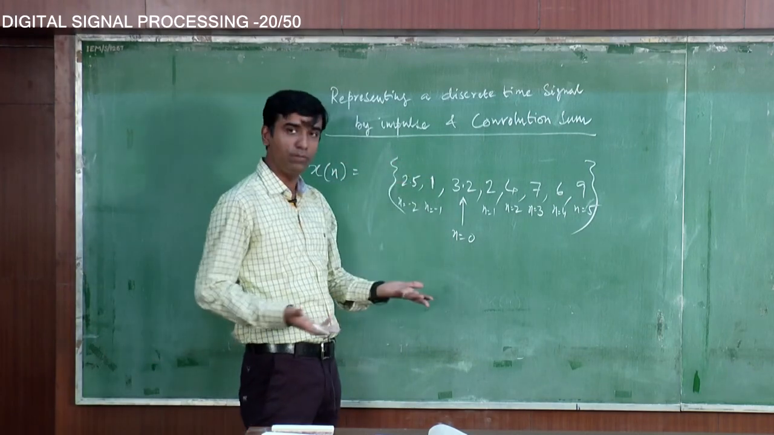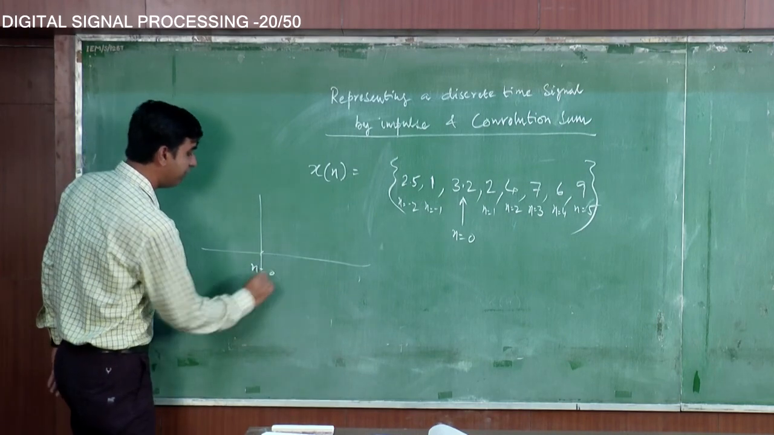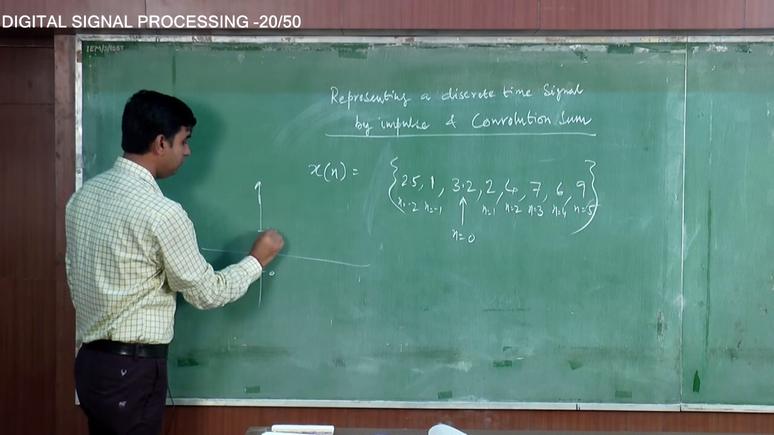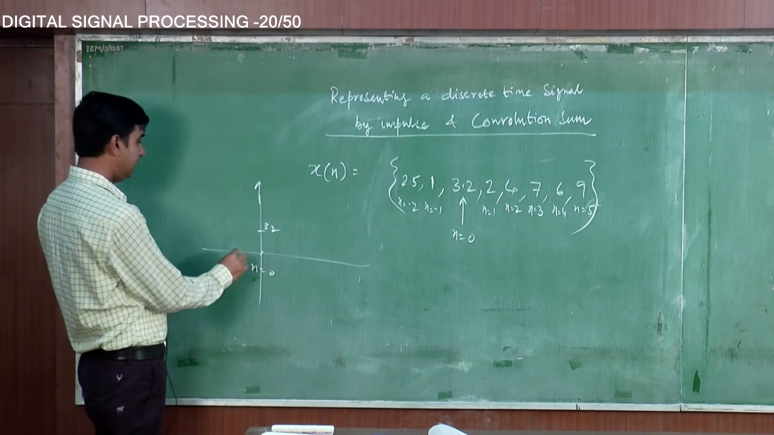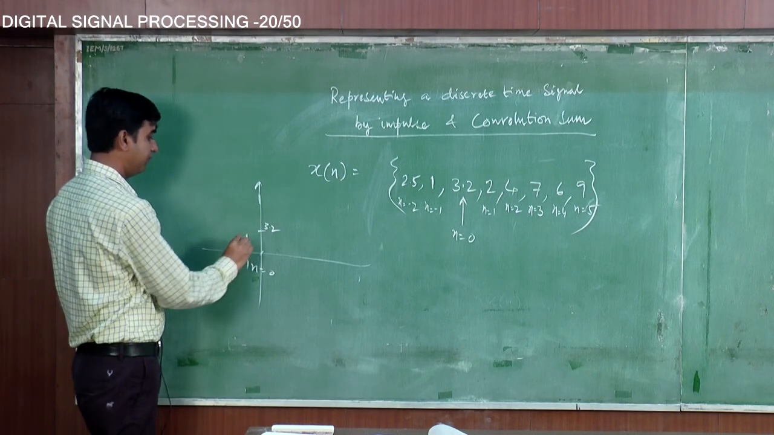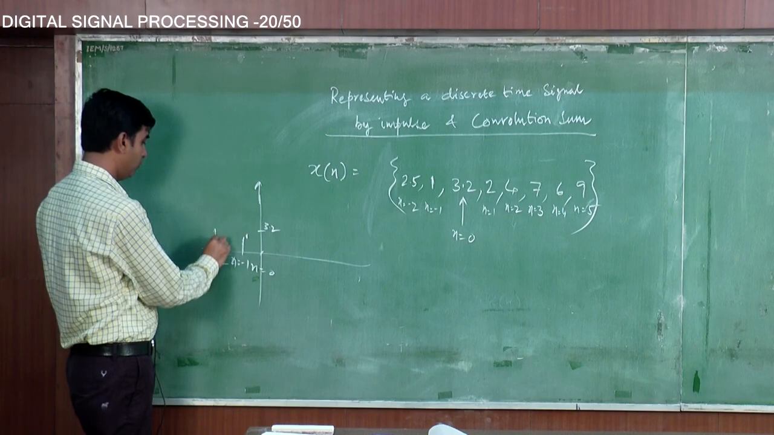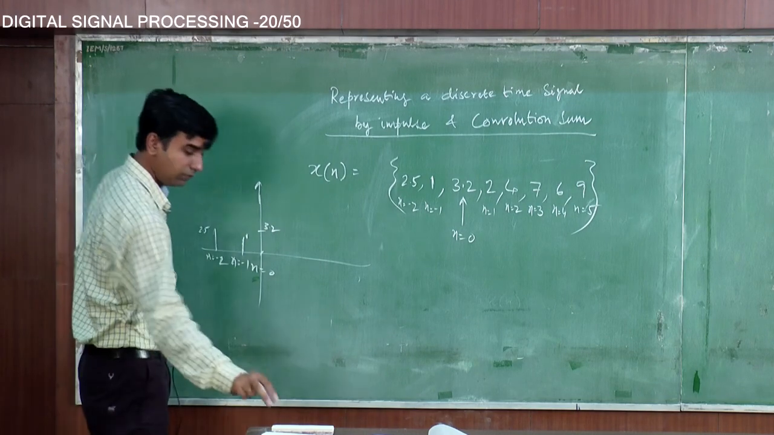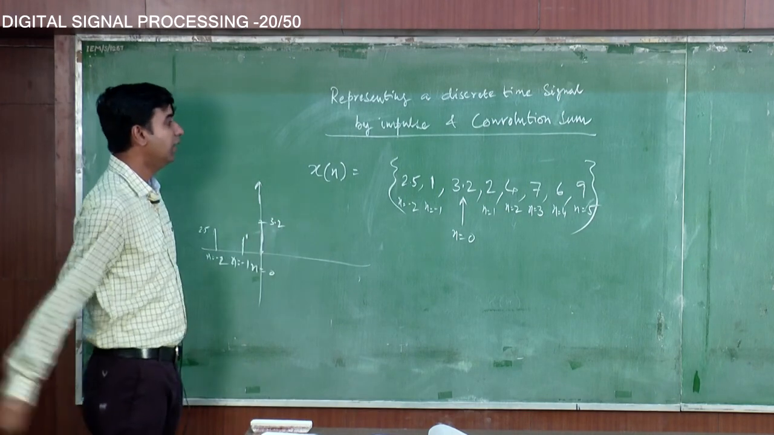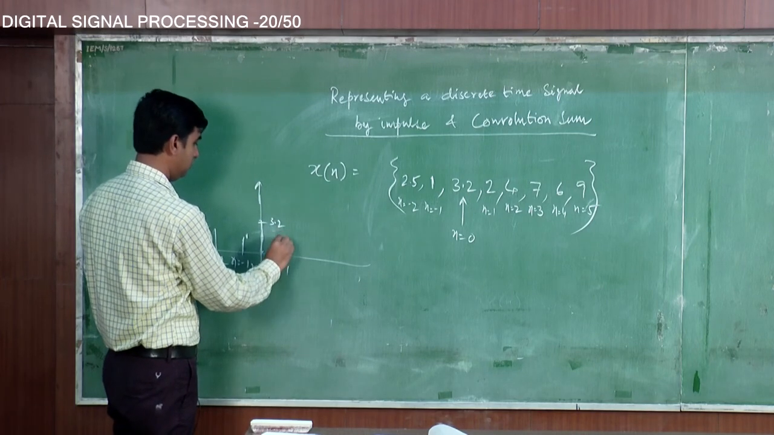This signal can also be represented by graphical representation, that we have also done. If we try to represent this graphically, at n is equal to 0, the value is 3.2. At n is equal to minus 1, the value is 1. At n is equal to minus 2, the value is 2.5. At n is equal to 1, the value is 2.